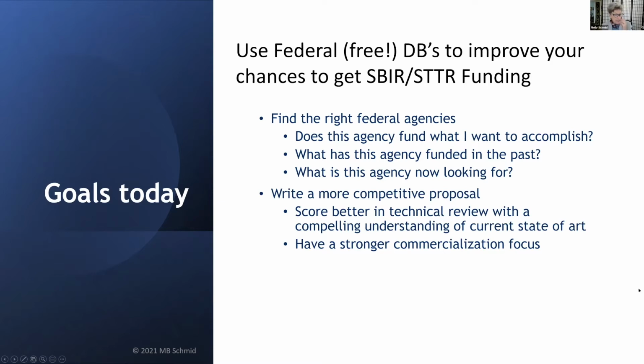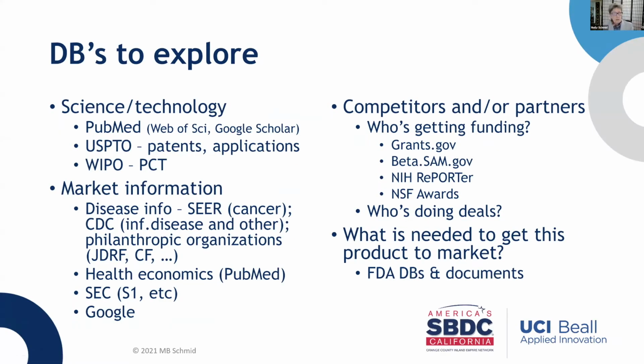The types of databases, we're going to explore a big number here over in the science and technology side. PubMed, which I hope all of you who are life science oriented already know. If you're not life science oriented, then Web of Science and Google Scholar probably are your best friends. Also the patent databases in the US, the USPTO, and the Patent Cooperation Treaty database at the WIPO site.